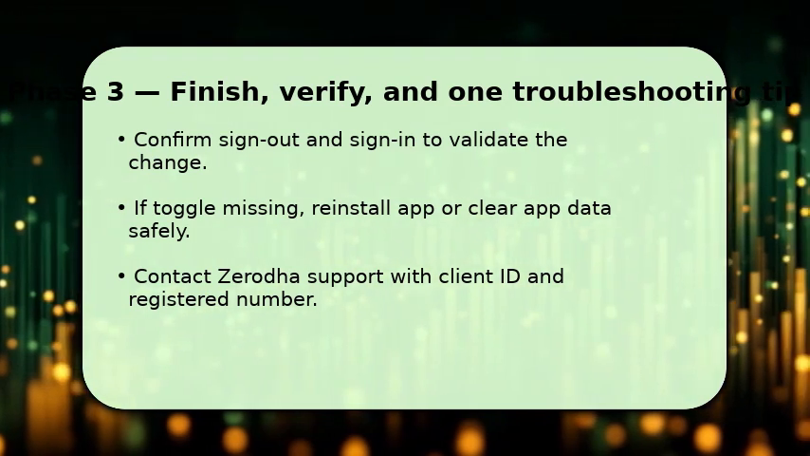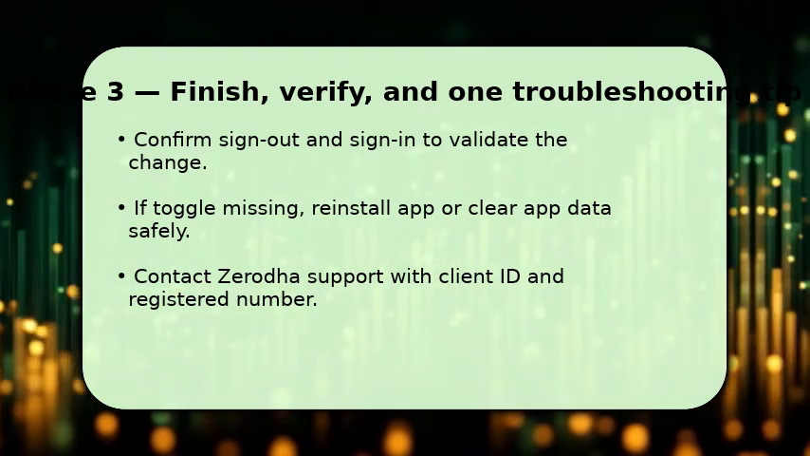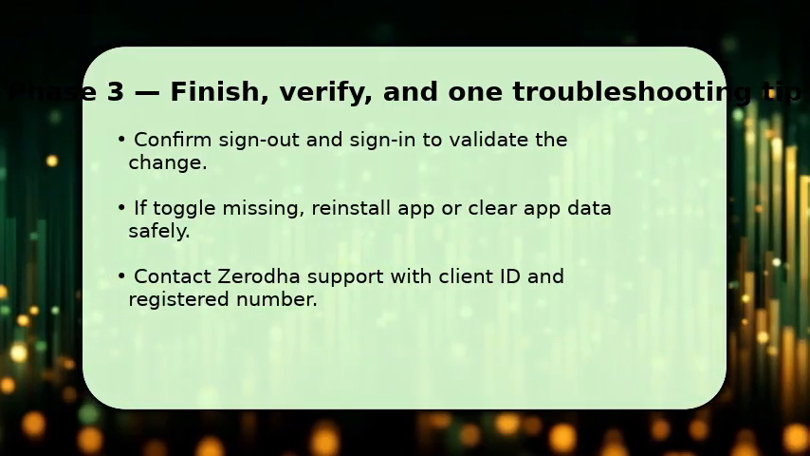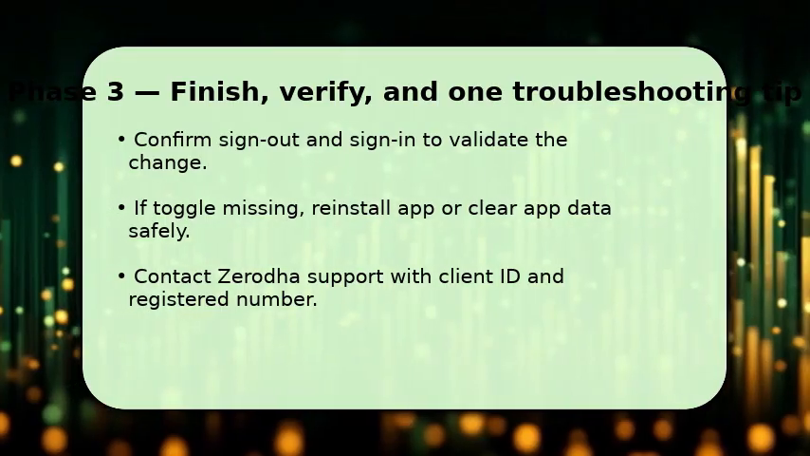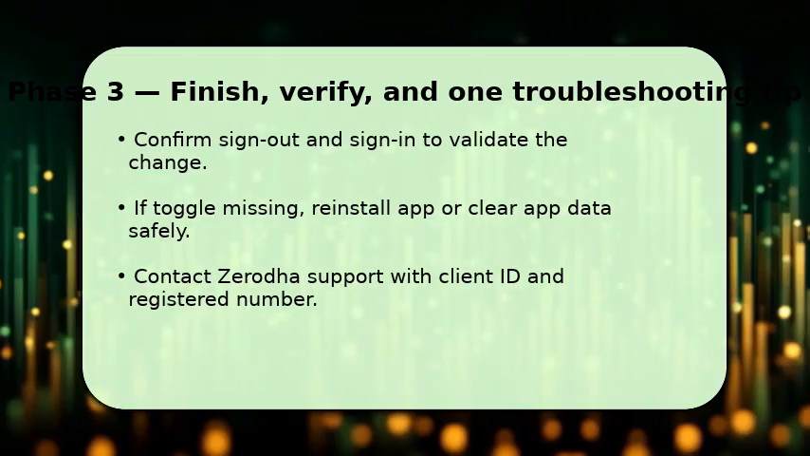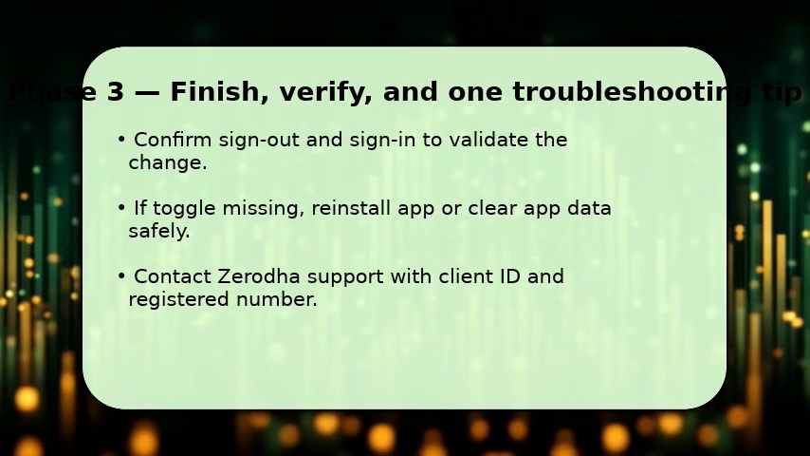If you don't see the biometric toggle, first update or reinstall the app, and if needed, clear app data. Make sure you can receive OTP before doing so. If problems persist, contact Zerodha support with your client ID and registered number. They can verify identity and assist. If you get stuck, don't share credentials with anyone.